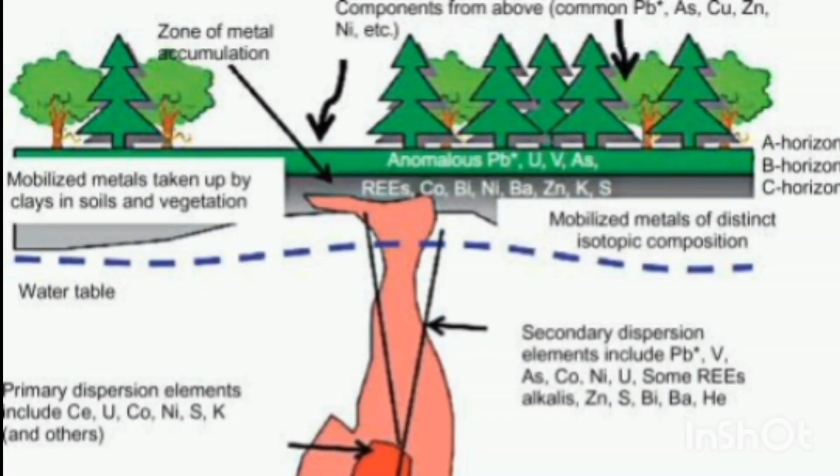Ore genesis. Ore is a naturally occurring material from which a mineral or aggregate of value can be extracted for a profit. An ore deposit is an accumulation of a useful commodity that is present in high enough concentration and in sufficient quantity to be extracted at a profit.